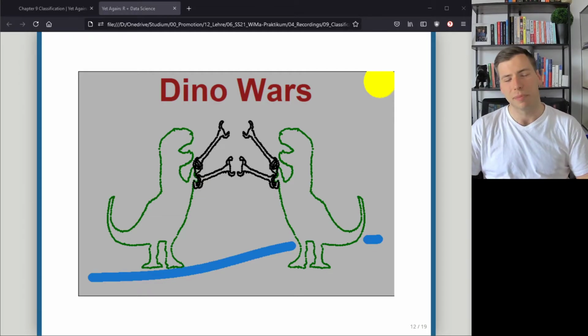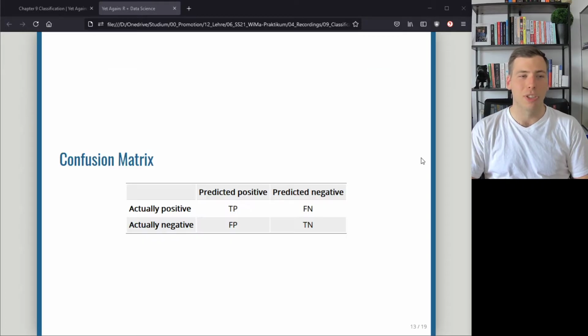But for now, this is as good as it gets, and I'm pretty sure that no 5-year-old could draw it any better. Okay, so this has been Dinosaur Wars. Let's go back to more serious issues.